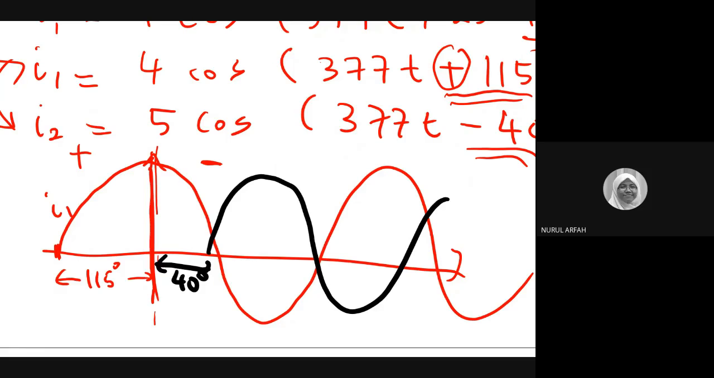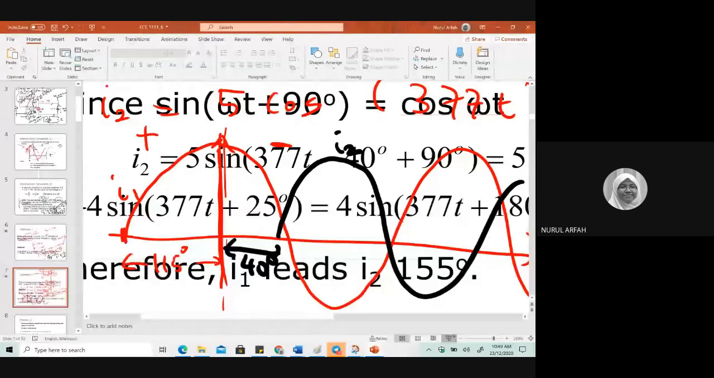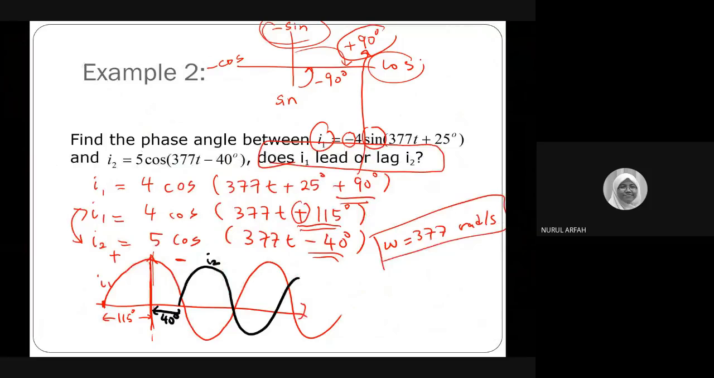So which one is leading and which one is lagging? This is I2. If you just look, which one comes first? This is I1, right? So I1 is leading I2 by how many degrees? By theta, which is equal to 115 plus 40 degree, which is equal to 155 degree. Is it clear?